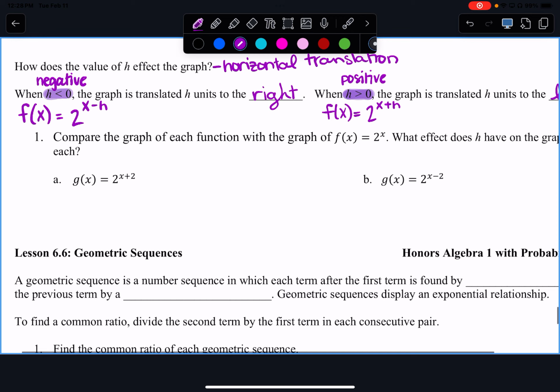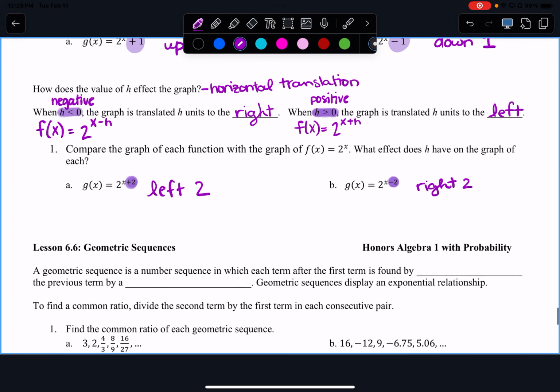Now, let's answer these questions. Which way does that right there cause to move? Left 2. Which way does this cause to happen? To the right 2. All right. So now, that is the only part of translations of functions that we're going to have to be able to do for exponential functions.